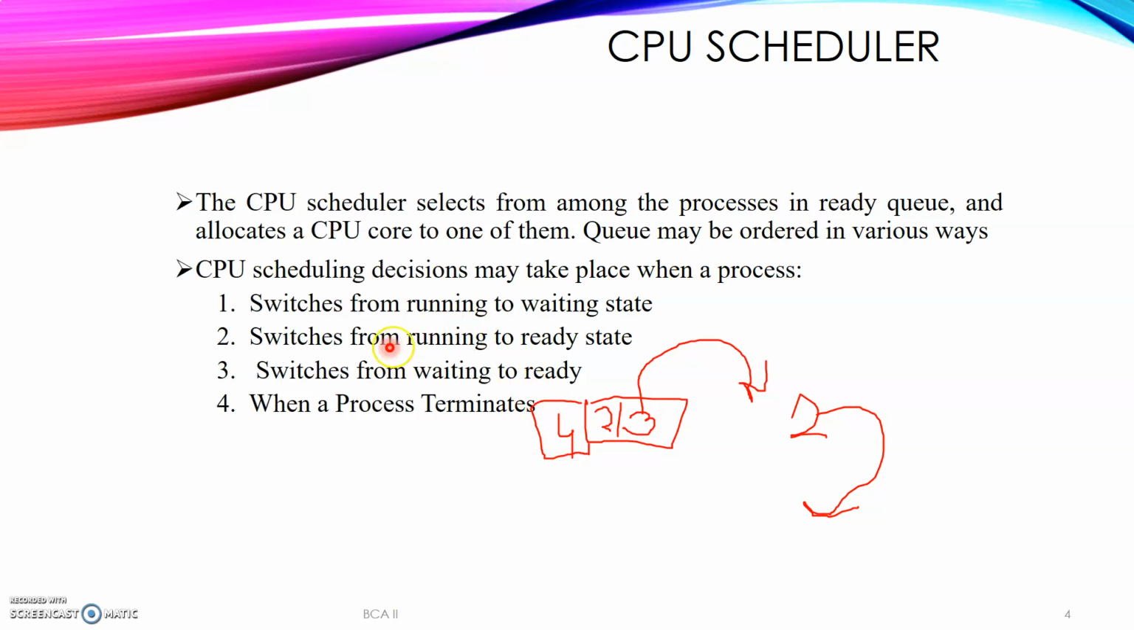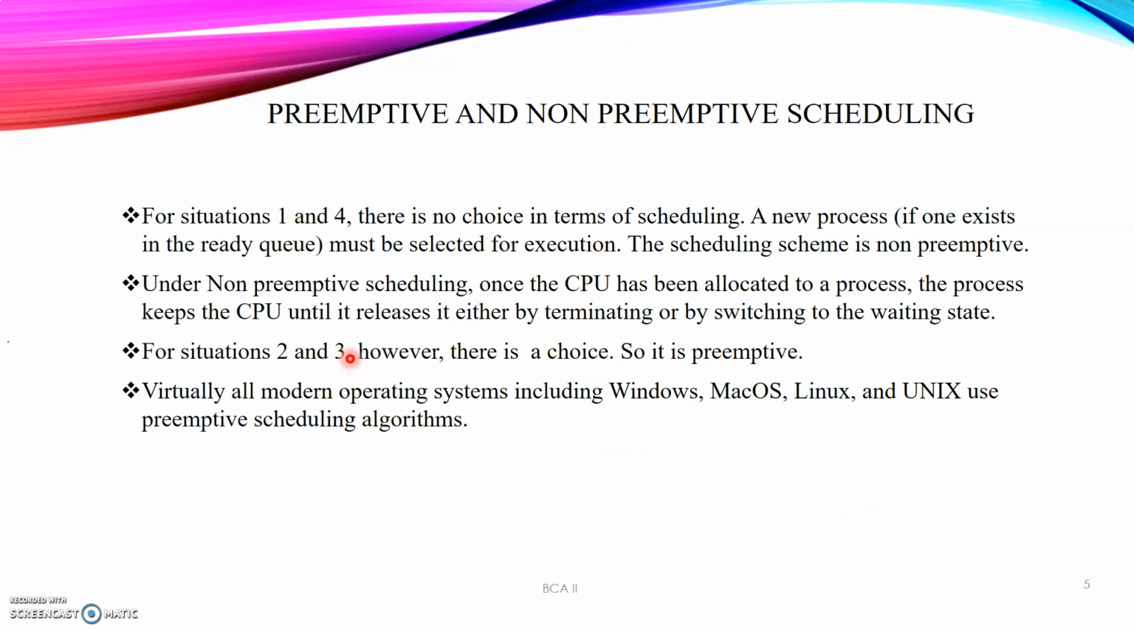So in the second situation and third situation there are choices with the CPU, therefore it is known as preemptive. It means that until and unless the process is finished, जब तक process खत्म नहीं हो जाएगा, the new process cannot come. That is the meaning of non-preemptive.